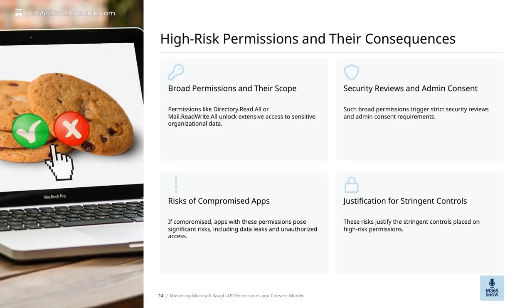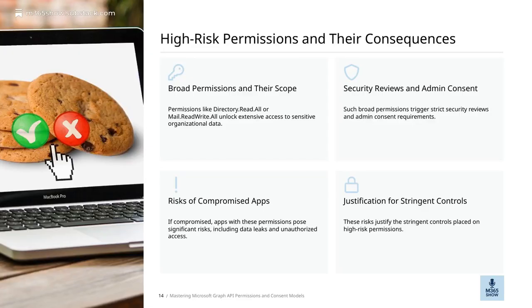Let's take a closer look at high-risk permissions and their consequences. As we see here, mastering Microsoft Graph API permissions and consent models is crucial because these risks justify the strict controls we place on high-risk permissions. When we talk about justification for these controls, it's because if these permissions are compromised, the apps using them can pose serious threats, including data leaks and unauthorized access to sensitive information. That's why we enforce strict security reviews and require admin consent for these permissions.